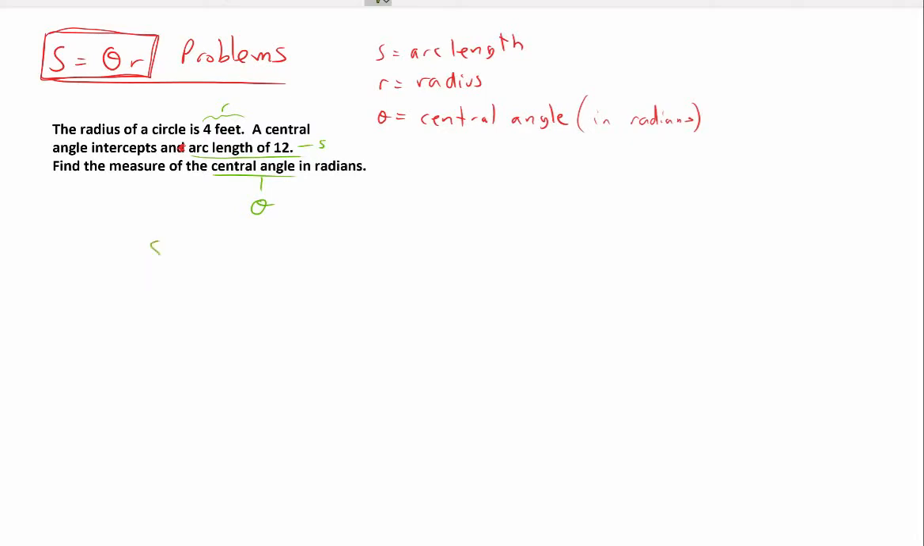Our formula is S equals theta R. We just figured out that S is 12. We know we're looking for theta, and we were told that R is 4. And now we can just solve for theta. So how do we solve equations?